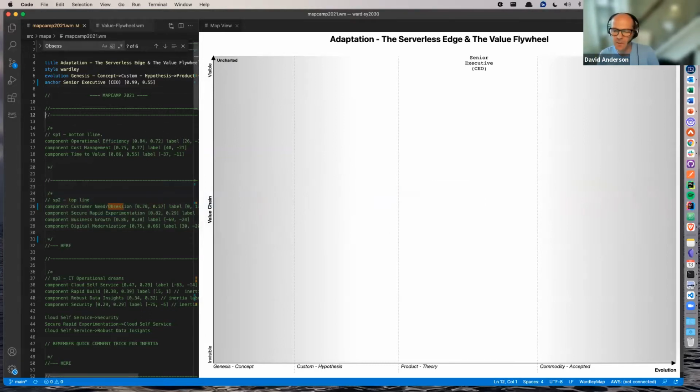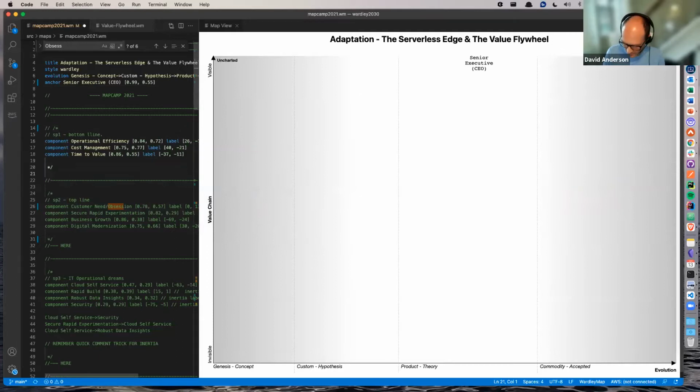I'm going to just try and build this map. So I'll try and illustrate the value flywheel. The anchor for the map here, I've got as a senior executive. It could be a CEO, could be a VP of product, could be a CIO.